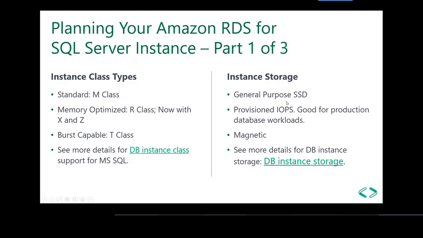There are different types of storage. You have GP, that's general purpose SSD. And in the documentation, you may see something called GP2. That's general purpose. Provisioned IOPS is good for production database workloads. Usually for your SQL Server production environment, you will choose this one, Provisioned IOPS. Of course, Magnetic is a much slower one. The performance definitely will not be as high as the other 2, General Purpose and Provisioned IOPS. You're going to be able to see more details here on this URL.